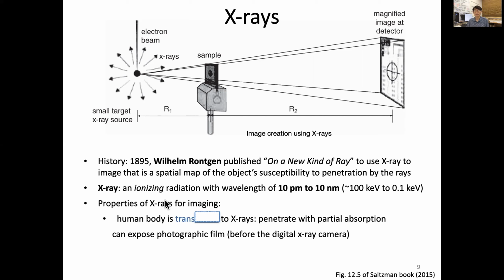The property of X-ray that makes it useful for imaging is that our human body is translucent to X-ray, which means the X-ray can penetrate with a partial absorption, which can expose photographic film in the past, and now we have digital X-ray cameras. Translucent means it's in between transparent and opaque. So that gives us a cool way of looking, for the first time, inside the body.